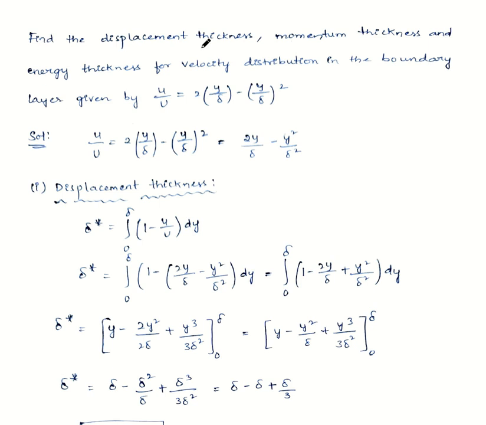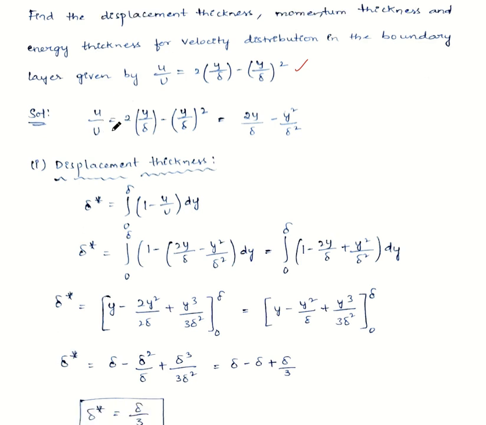So the question is: find the displacement thickness, momentum thickness and energy thickness for the velocity distribution in the boundary layer given by u/U = 2(y/δ) − (y/δ)². So this is the velocity distribution given to us. He is asking us to calculate the values of these three thicknesses.